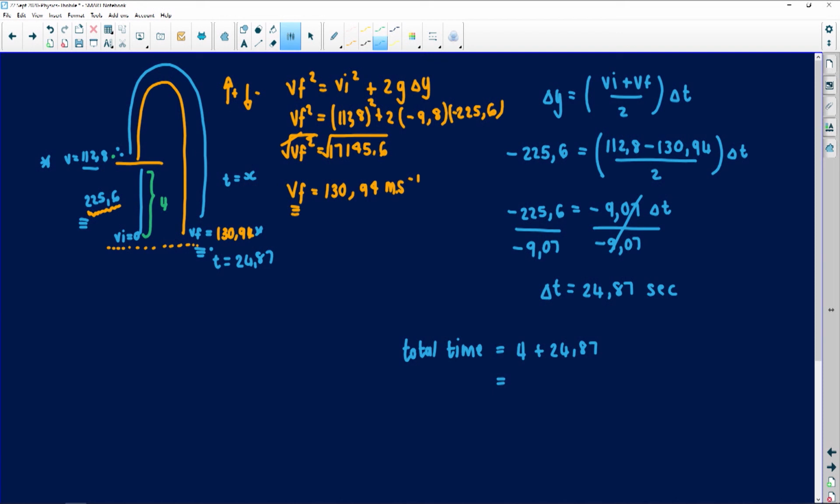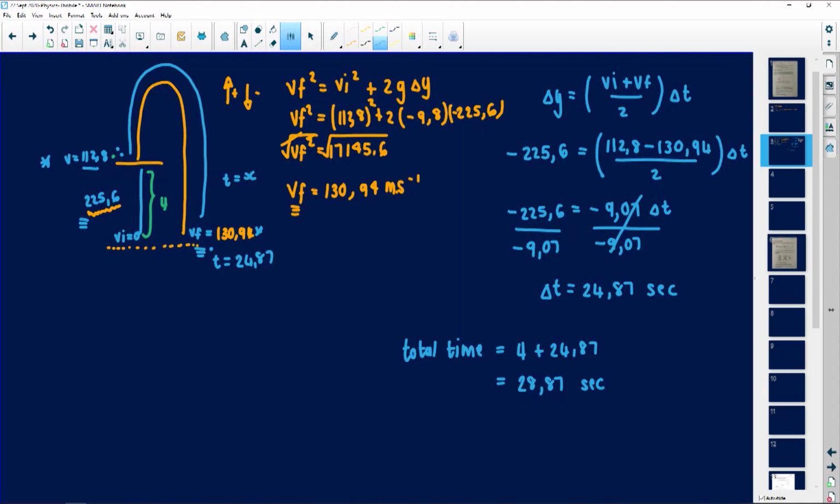I can actually do this in my head. So my total time will be 28.87. And remember, the SI unit for time is seconds. So that is the first way you could have looked at this problem, by finding out that I've got this initial velocity, I can find the final velocity, then find the total time. But there's also another way that you can do it.